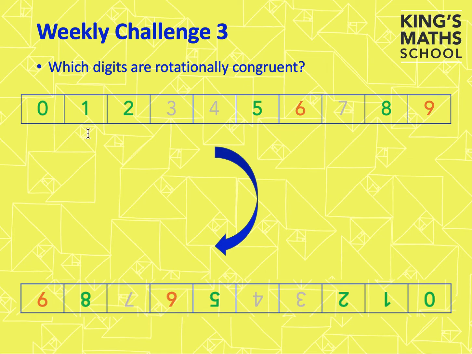I certainly think 0 and 8 definitely look the same when they're upside down. I think 1 probably looks the same, and 6 and 9 look the same but not at each other. So 6 looks like 9 and 9 looks like 6. 2 and 5, well, it depends how you draw them. The more you draw a 2 like a Z, the more it looks like itself upside down, and the more you draw a 5 like an S, it looks like itself upside down. So it depends on your handwriting, really.